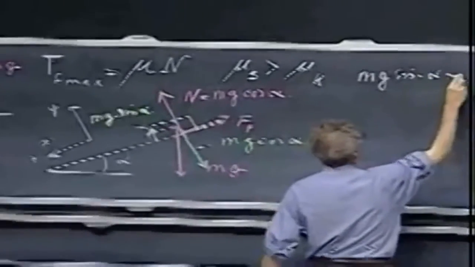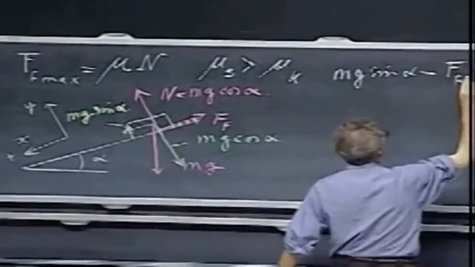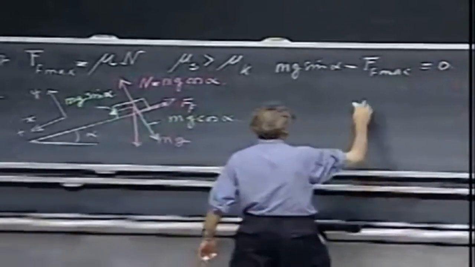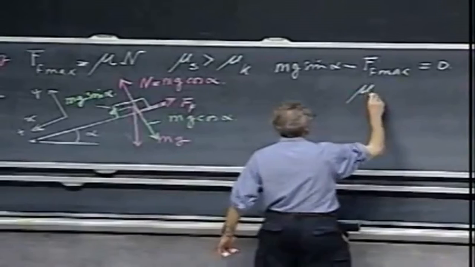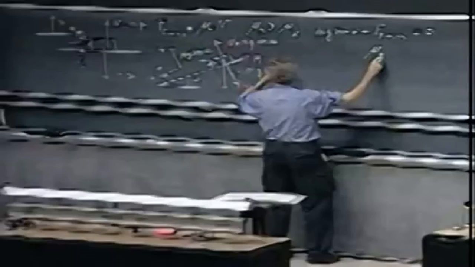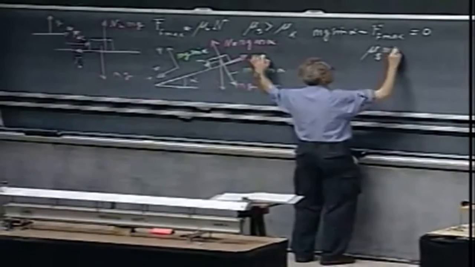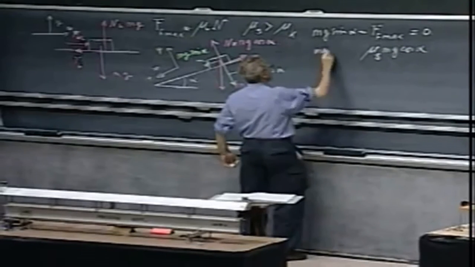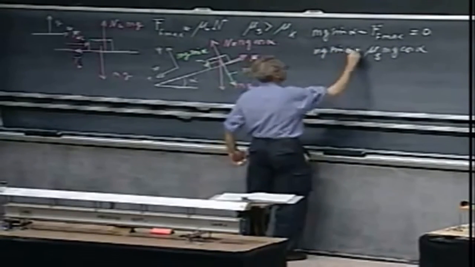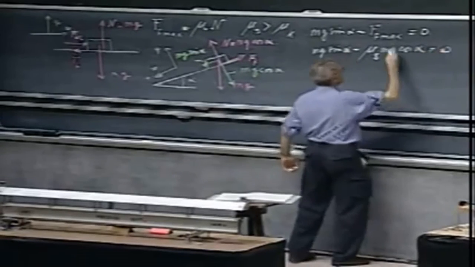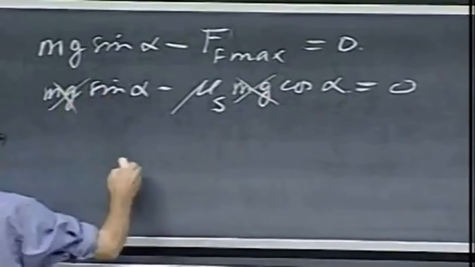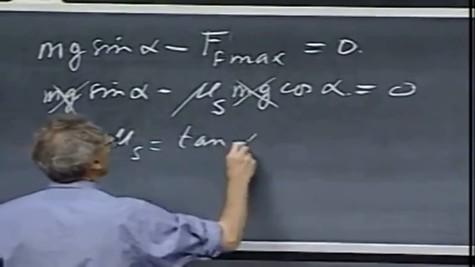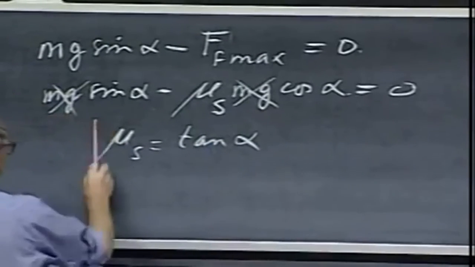So Newton's second law tells me that mg sine alpha minus F_f maximum at this point is 0. And this one is mu static times n, which is mg cosine alpha. This one is mg sine alpha. This equals 0. I lose my mg, and you see that mu of s equals the tangent of alpha. It's that easy to measure.